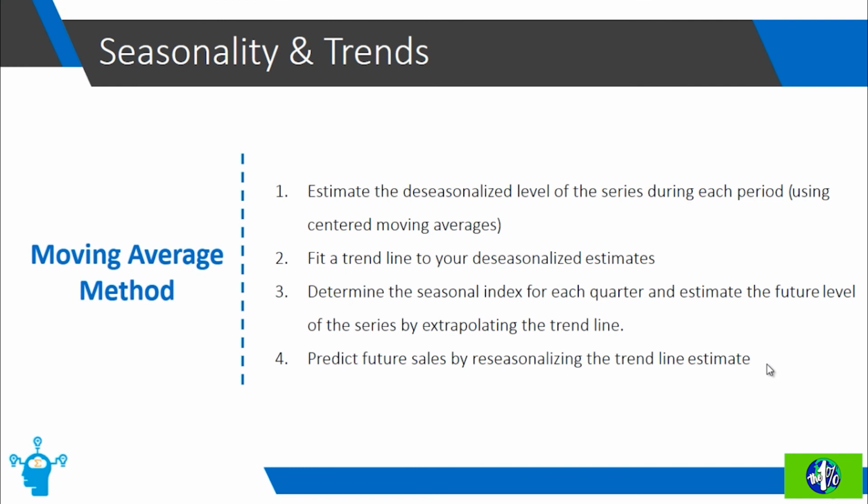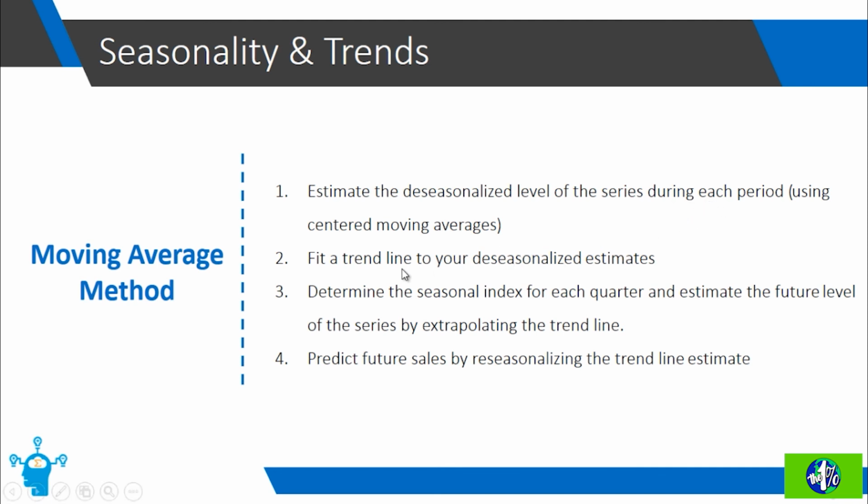So we have seen how to forecast values of a variable using the additive and multiplicative model. There is another method which is called moving average method, which can be used to forecast values of variable when we have seasonality and trend. In this method, we follow 4 steps. The first step is to deseasonalize the level of series during each period. This means that we remove the effect of seasonality from the data.